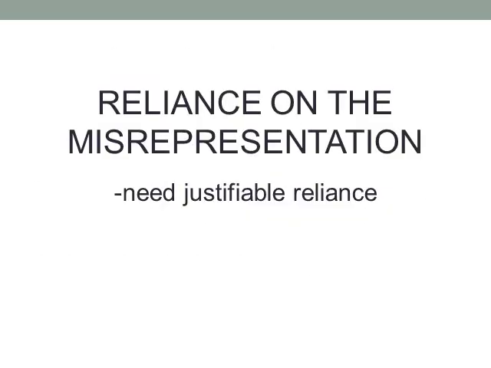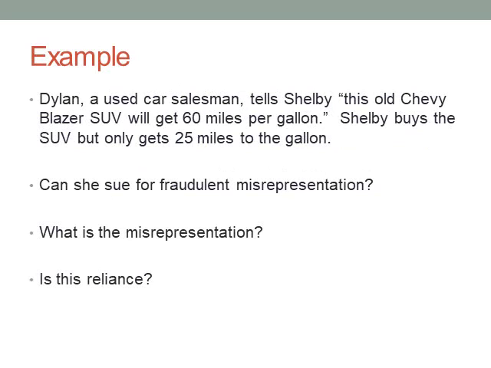And then we need reliance on the misrepresentation for us to have a fraudulent misrepresentation claim. And you need justifiable reliance. Not just reliance, but justifiable reliance. Dylan, a used car salesman, tells Shelby this old Chevy Blazer SUV will get 60 miles per gallon. Shelby buys the SUV, but it only gets 25 miles per gallon. Can she sue for fraudulent misrepresentation? What is the representation?